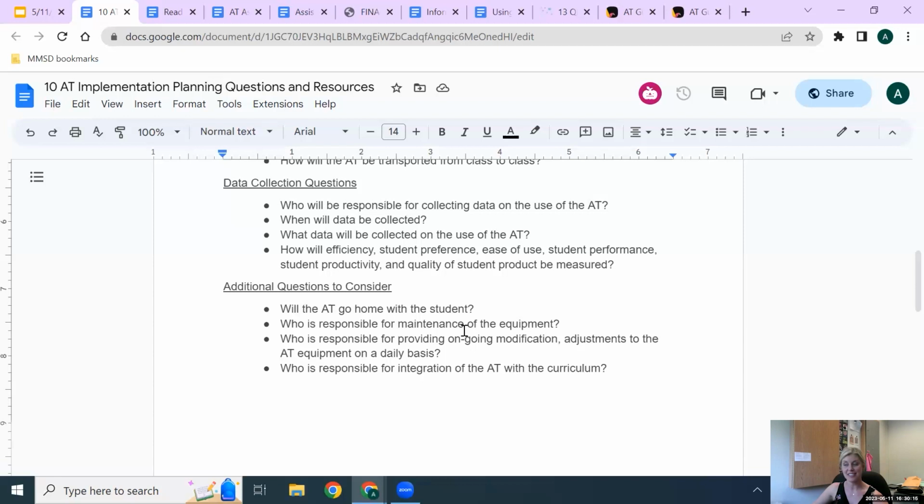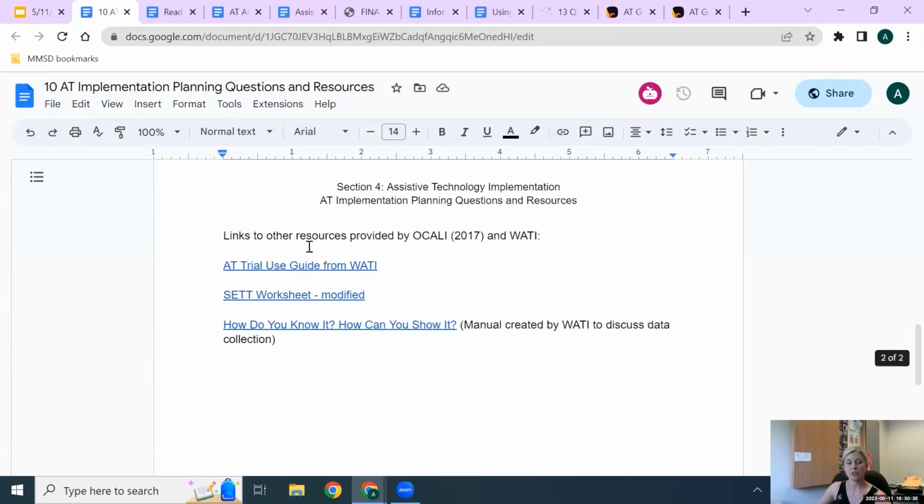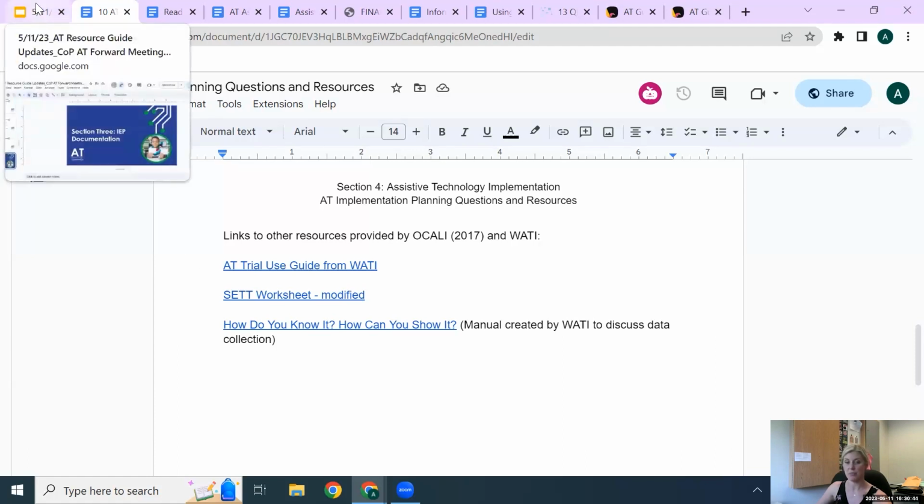Again, additional questions to consider. Does it go home with the student? Who maintains that equipment? We talked about the modifications or adjustments. And who's responsible for helping integrate that in the regular curriculum? How do we help teachers and staff understand how to use that AT in the regular classroom as well? You'll see there are also some different links to resources here that were linked earlier. The SETT worksheet is one of them, and then some other manuals as well and resources from WATI.